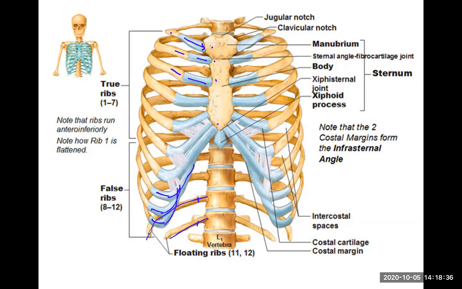I do expect you guys to classify your ribs based on the number. So if I, for instance, said rib number 7, you should be able to say that's a true rib, versus number 11 would be a floating rib.